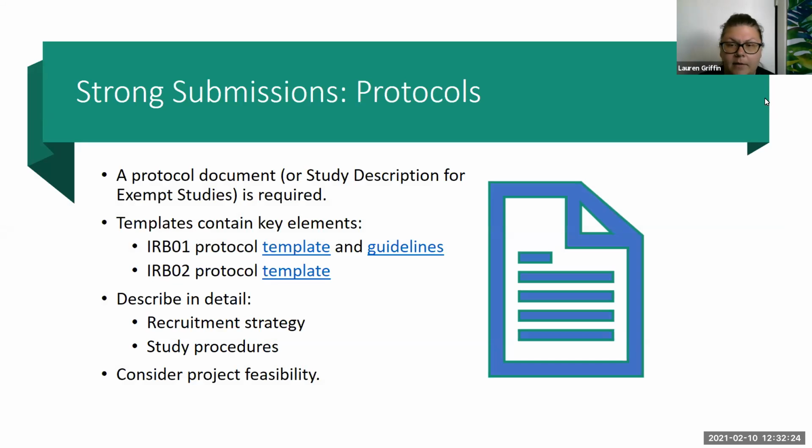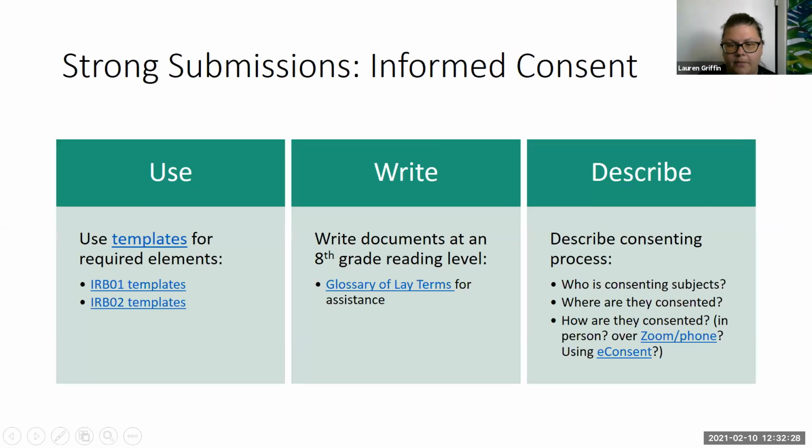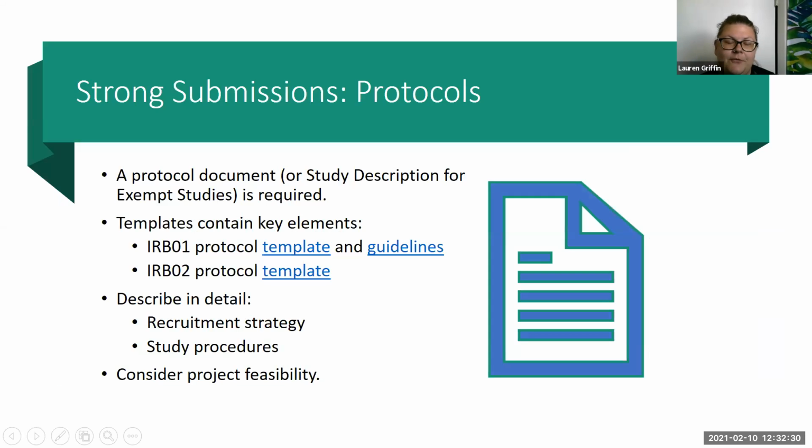So now I want to talk a little bit about some general tips for writing strong submissions that really give all of the information needed to the reviewers. So protocols are a good place to start. Your protocol document or a study description, depending on the type of review that you're going for, is something that's required. We need to know what you're doing. Otherwise, we can't really evaluate it.